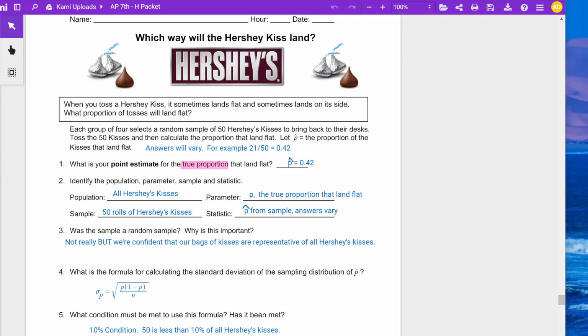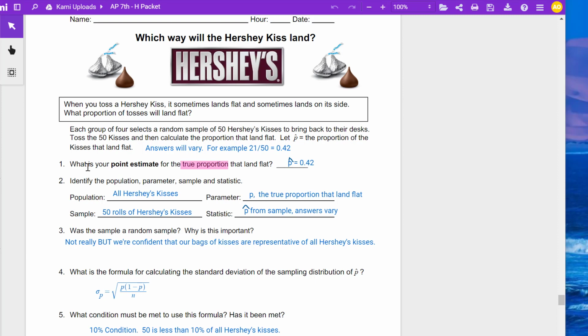In this activity, we're going to create confidence intervals using Hershey's Kisses and try to estimate what proportion land flat. On some of these, this is done with the class, so answers will vary at times, okay? So I'll try and clarify the best I can. When you toss a Hershey's Kiss, it sometimes lands flat and sometimes lands on its side.